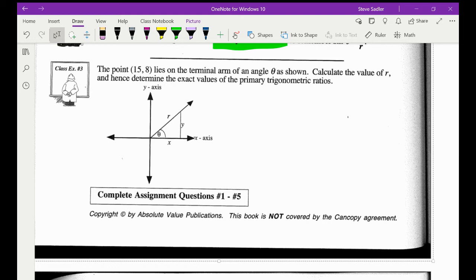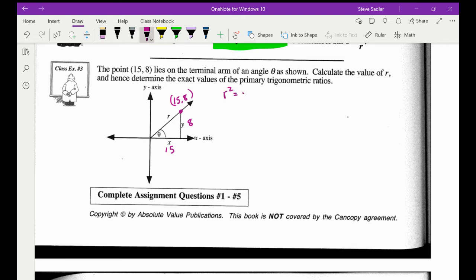All right, the point (15, 8) lies on the terminal arm of an angle as shown. Calculate the value of r and hence determine the exact values of the primary trigonometric ratios. So this point they're saying right here is (15, 8), which means the x value is 15, the y value is 8. We need to know the r value before we can do any trig ratios. So in order to do that, we can use Pythagorean theorem.